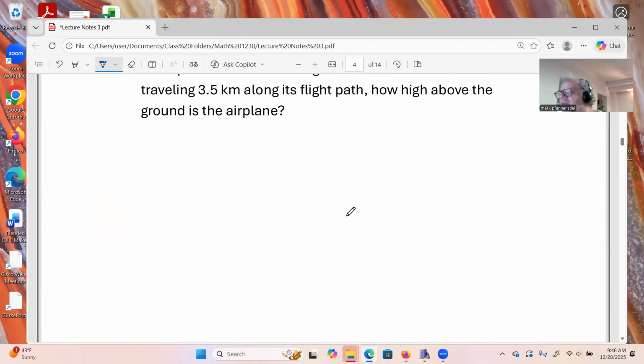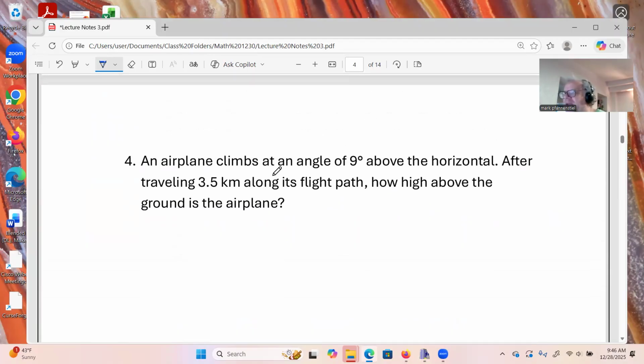All right. We have a couple more. So we have an airplane that climbs at an angle of 9 degrees above the horizontal. After traveling 3.5 kilometers along its flight path, how high is the airplane? Notice I'm always drawing the picture in order to sort this thing out. So here's our airplane. We have a little 9 degrees here along the flight path. So this is 3.5 kilometers.